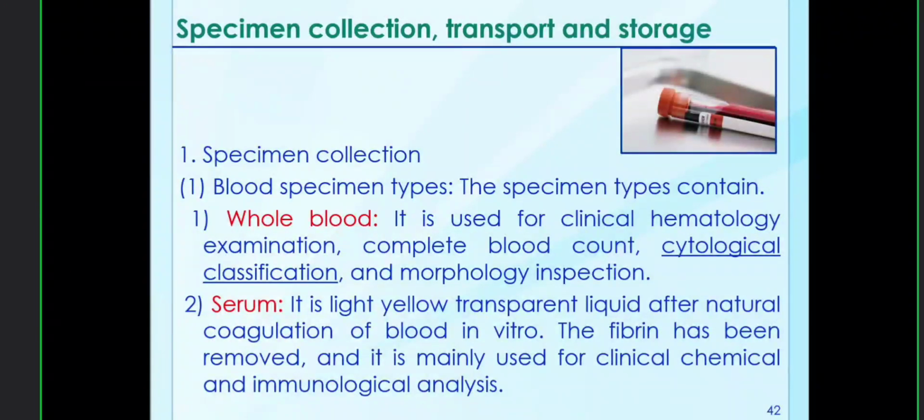And second type of the blood is the serum. What's the serum? It is a light yellow transparent liquid after natural coagulation of the blood in vitro. The fibrin has been removed, and it is mainly used for clinical chemical and immunological analysis.